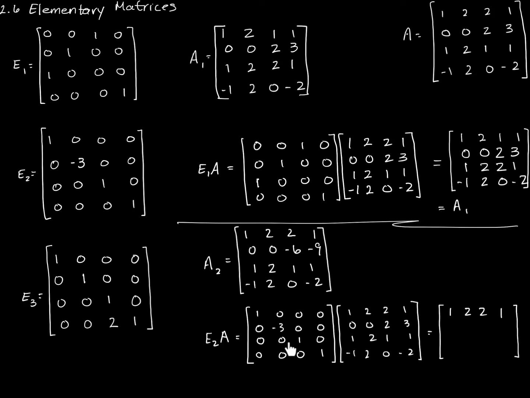0 times 1 plus 0 times 0 plus 1 times 1 plus 0 times 1. And let's just pick a different one. 0 times 2 plus 0 times 2 plus 1 times 1 plus 0 times 0. And so multiplying all of matrix A by this row is going to reproduce row 3. And the same thing will happen with row 4.